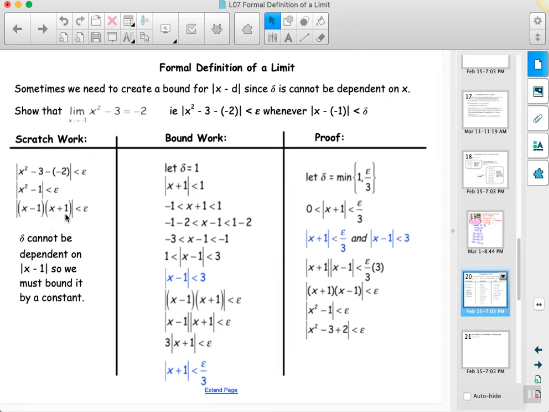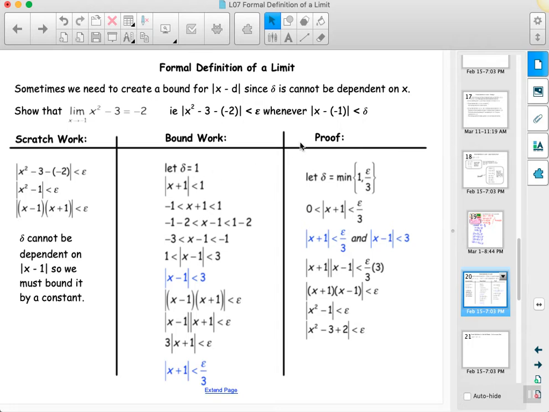So this piece we need. However, we have a problem with this piece, because delta cannot be dependent on an x. So I now need to bound this. So how do I bound it? The bounds are always created the same way. They'll be created the same way in university. You're going to allow delta to be 1.